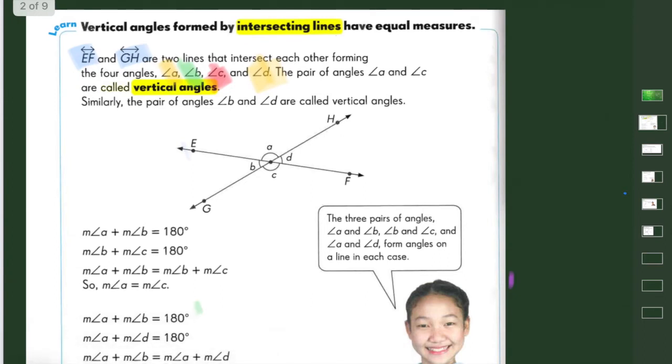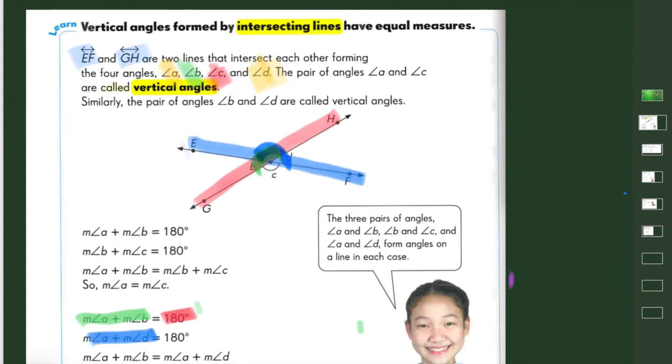Now if we look at the measure of angle A plus the measure of angle B, because those angles are on a straight line, the measure of angle A plus angle B must equal 180 degrees. And the measure of angle A plus the measure of angle D, because those two angles are in a straight line, they also equal 180 degrees. So what does that tell us?